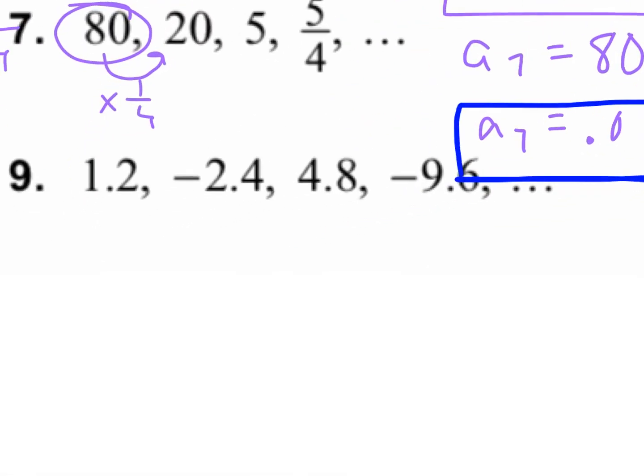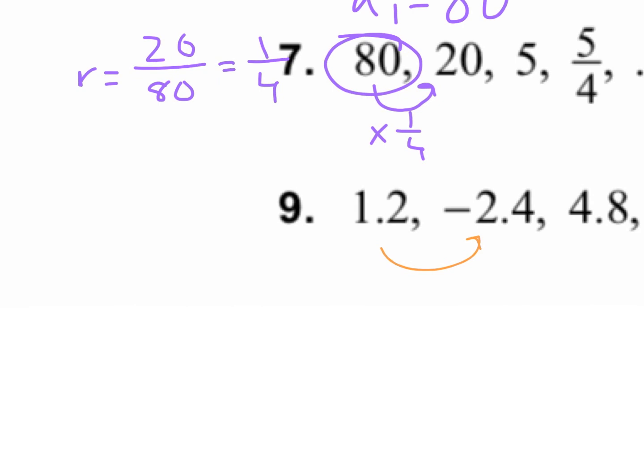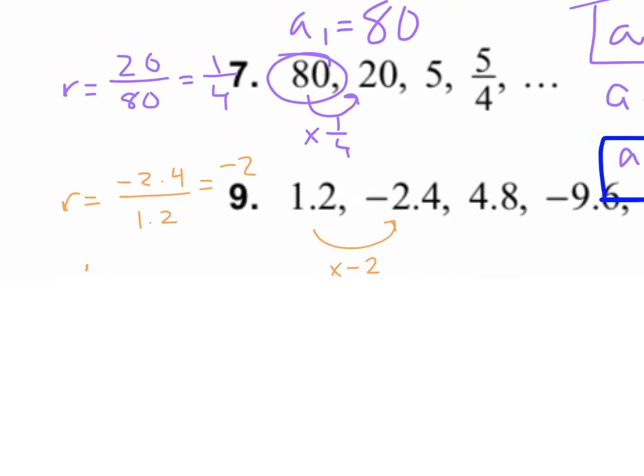All right, let's look at number 9. What are we multiplying to get from one term to the second term? Remember, you can always take your second term and divide it by the first. We're multiplying by -2. So our r is -2. What's our a sub 1?